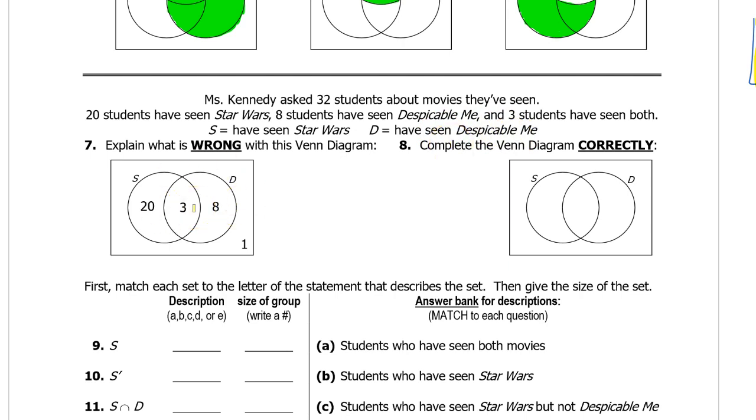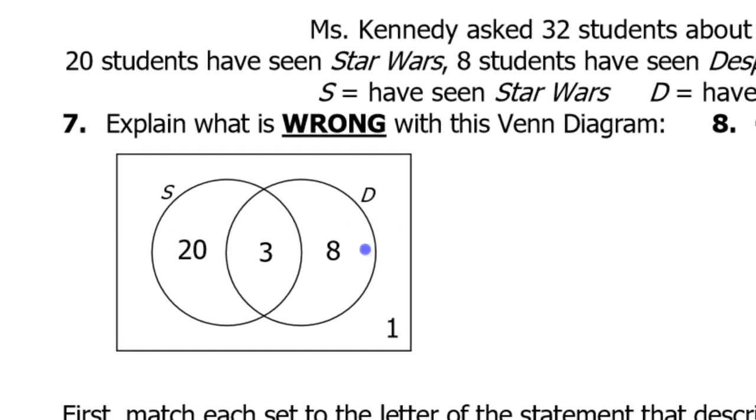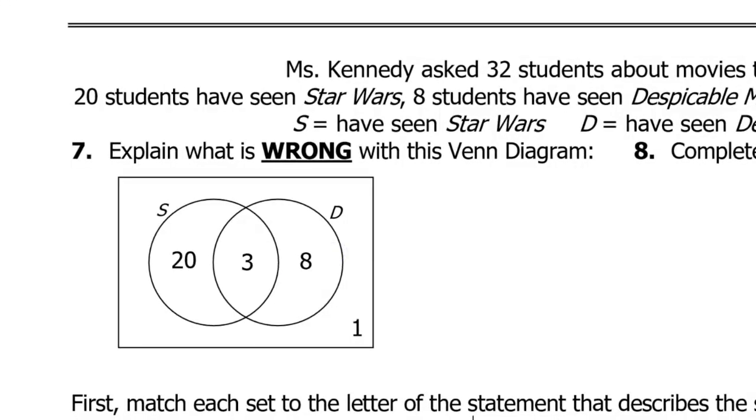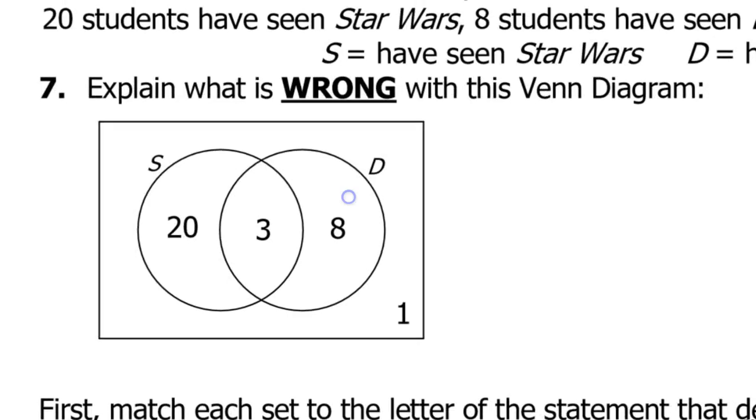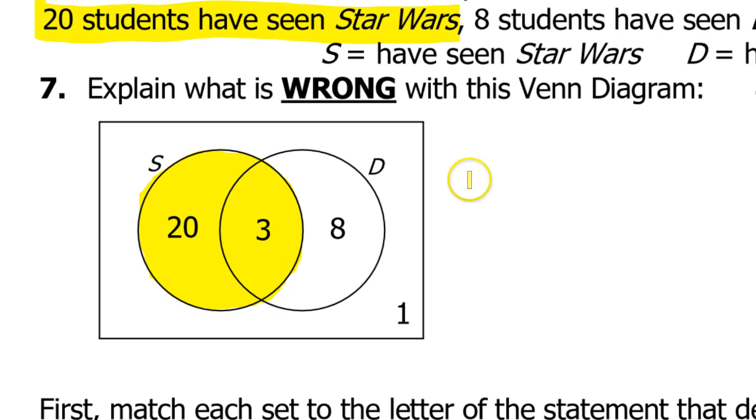So can you tell what is wrong with this diagram? How many students have seen Star Wars? 20. But look, this is the Star Wars circle right here. So according to this diagram, 23 students have seen Star Wars, instead of the 20 students that we were told have seen Star Wars. So they're double counting the 3 students that have seen both movies. So they're coming up with 23 students seeing Star Wars.